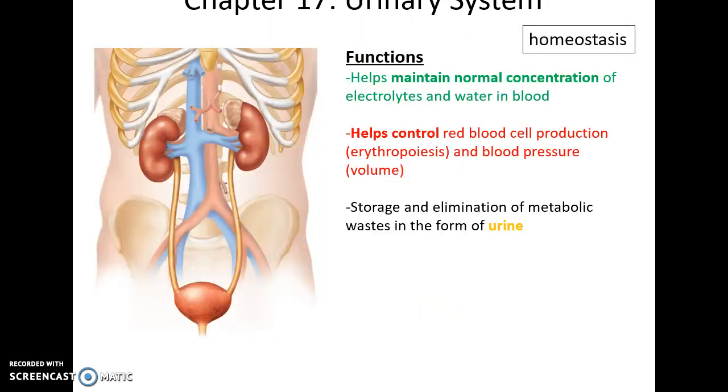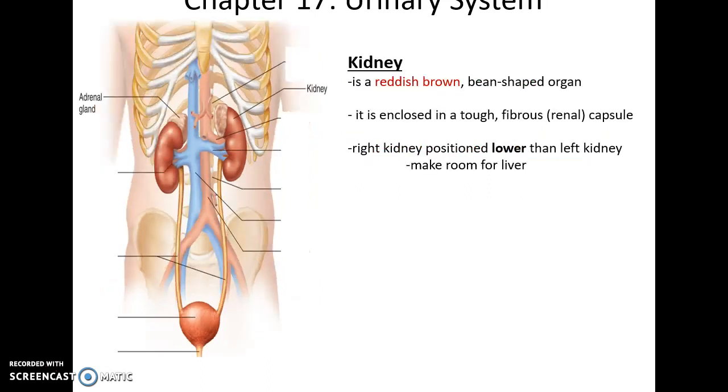The functions of the urinary system overall include maintaining normal concentrations of electrolytes and water in blood, helping to control red blood cell production as well as blood pressure, and the storage and elimination of metabolic wastes in the form of urine. The kidneys are reddish-brown, bean-like organs that are surrounded by a tough fibrous capsule.